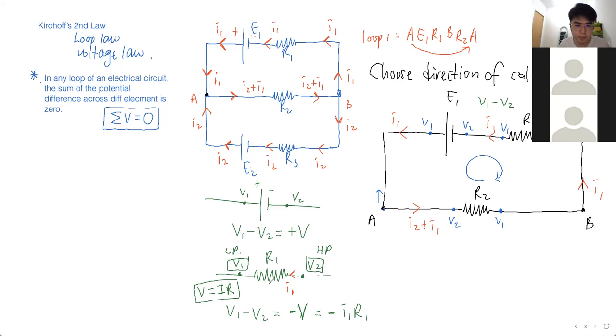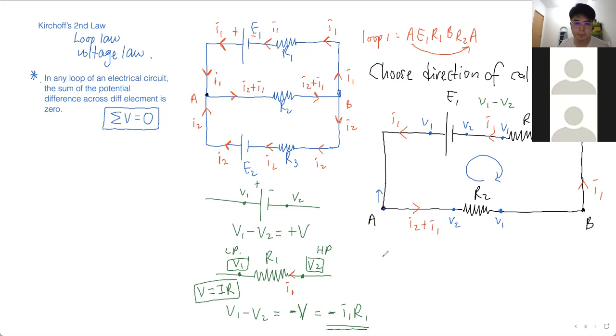This one is just Ohm's law, right? The voltage across this one is I1 times the resistance R1. So I can just write it like this: negative I1 R1. This is the voltage across R1, and it is negative.